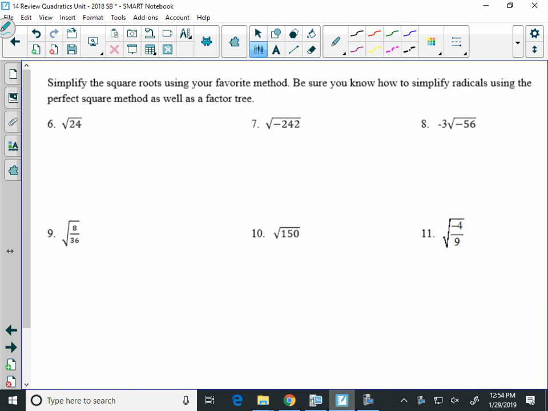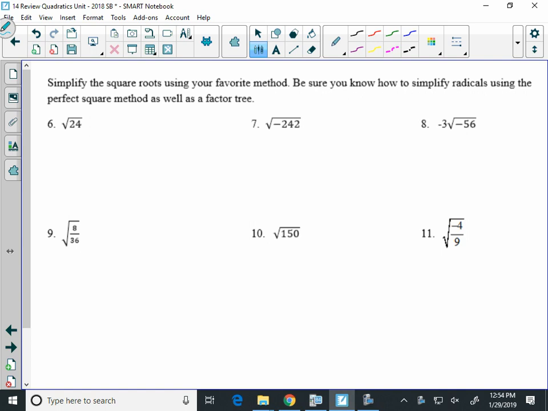So with these, we have to simplify each radical. And to simplify, we always have to see what's the largest perfect square that can go into each number. But always first check and see, is the number a perfect square? So take a look at number 6.